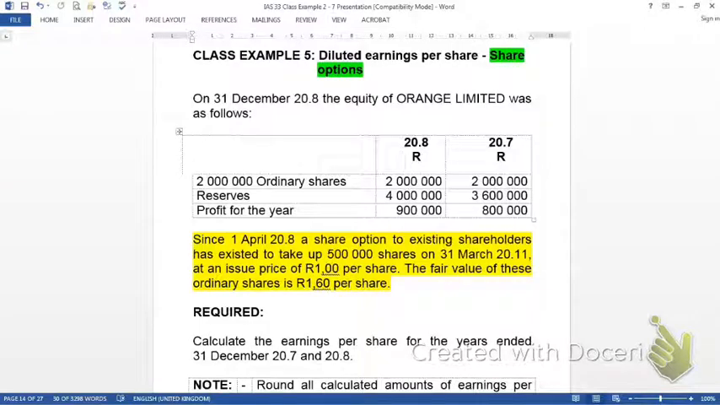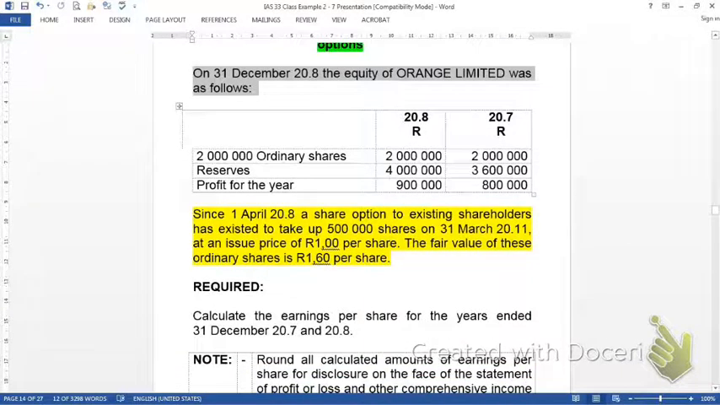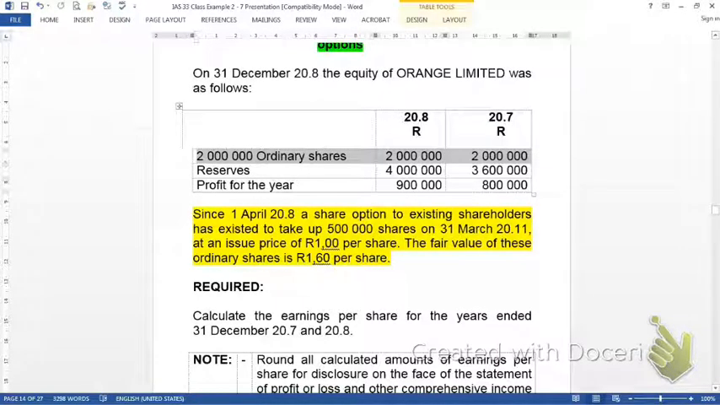Class example number 5 of earnings per share, and now we're going to look at diluted earnings where we have share options. So let's first have a look at the information again. On the 31st of December 20.8, the equity of Orange Limited was as follows, and again look at it, it is at the year end. So there we had 2 million ordinary shares in issue, both years. We had reserves, and we had profit for the year of 900,000 and 800,000.